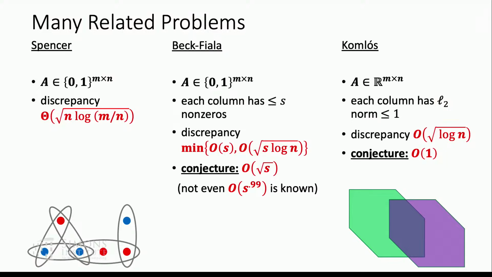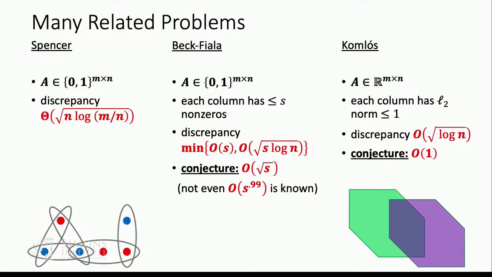And in fact, using a whole bunch of pretty clever convex geometry, Banaszczyk originally managed to prove that one can achieve a discrepancy of order square root log n. And of course, it's conjectured that one can achieve a discrepancy of order 1.